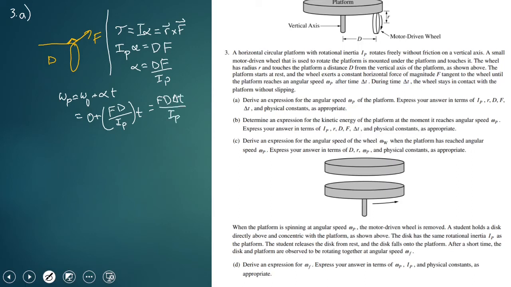Yeah, I use delta t because that's the total time that we were given that the torque was acting on. All right. For part B, it says determine an expression for the kinetic energy of the platform at the moment it reaches this point. Well, that's fairly simple.